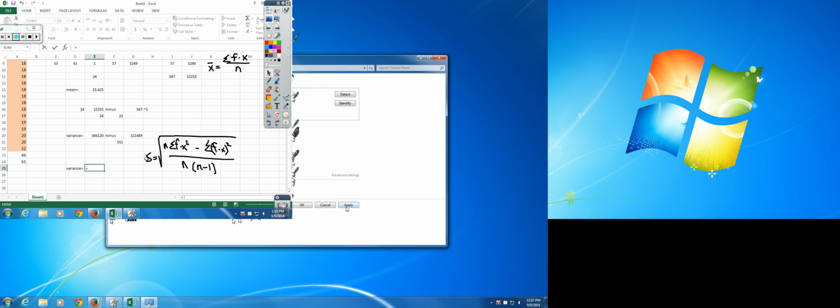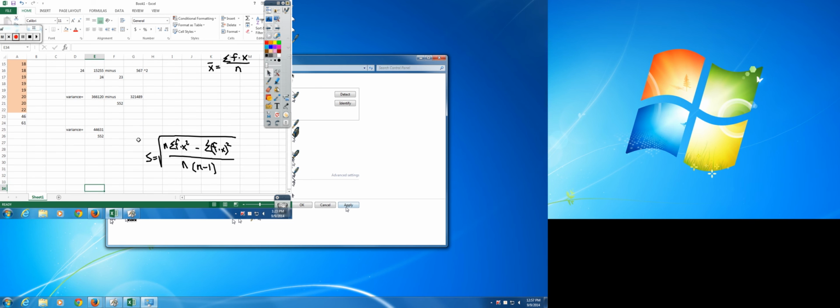And that's going to be equal to this guy minus this guy over 552. So your variance is equal to this guy divided by this guy.